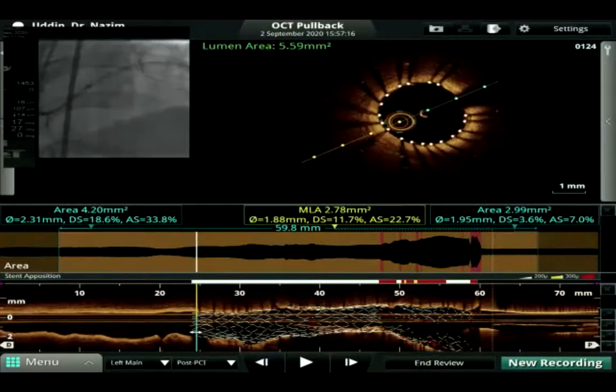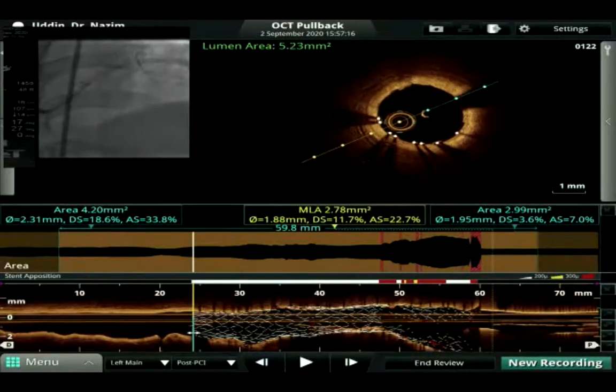So can Professor Akasaka comment on the OCT, please? Yes. You can identify the white color bar at the center of the longitudinal view, right? It's an apposition indicator. And you can see some red color that might demonstrate the branch position. If there are lots of incomplete apposition, we have to speculate on it there, but here should be CX, right? Therefore, I think that is no problem.